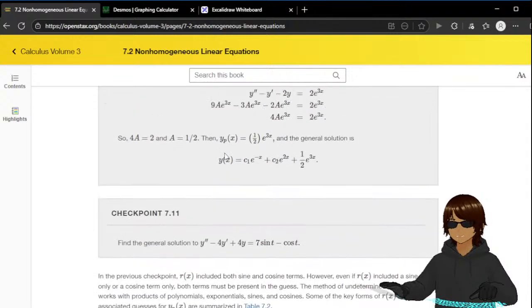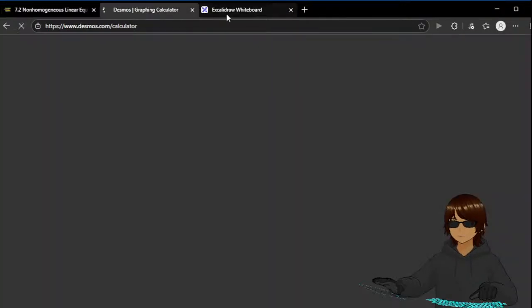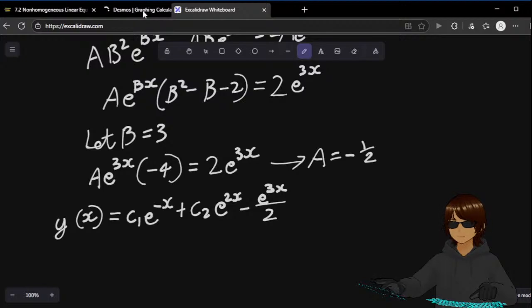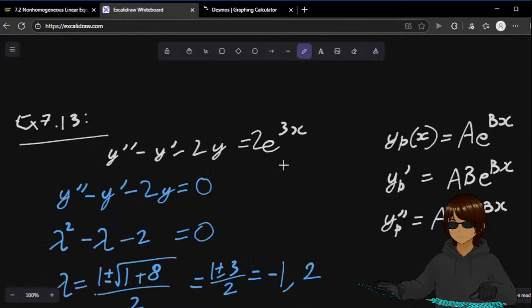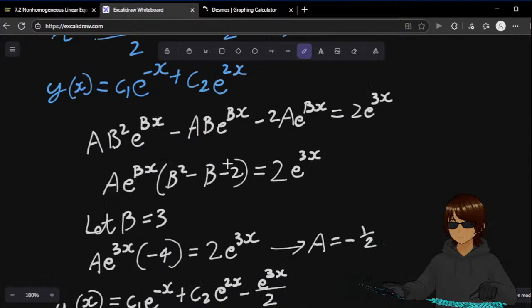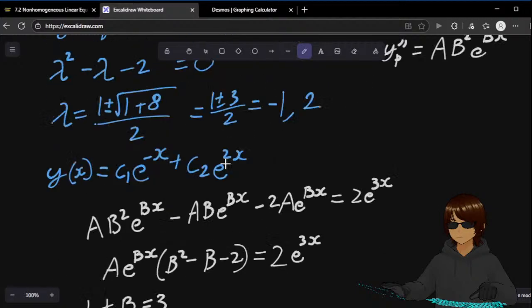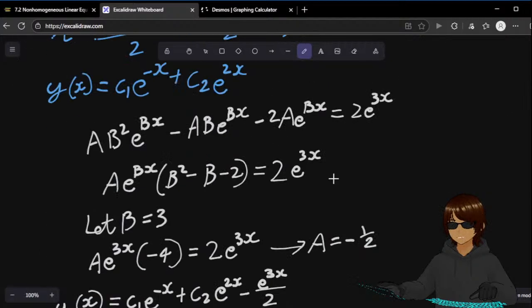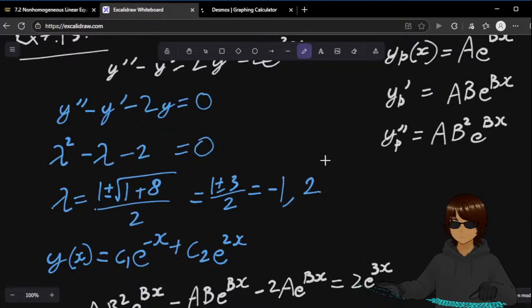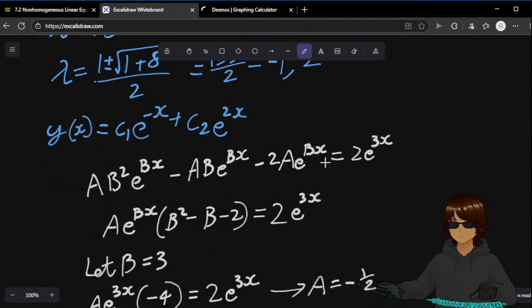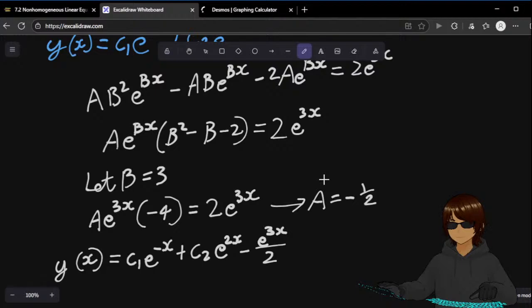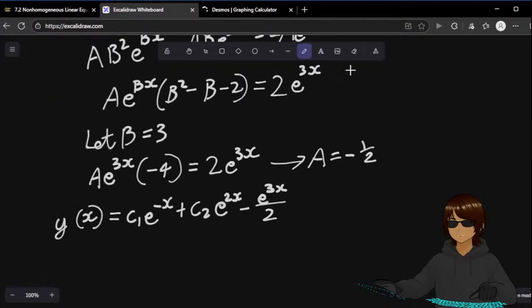I don't like this educated guess thing. Why did they say plus? Hold on. Why are they saying plus? Minus 2y, minus 2y. Oh, wait. This is positive 4, plus one half.